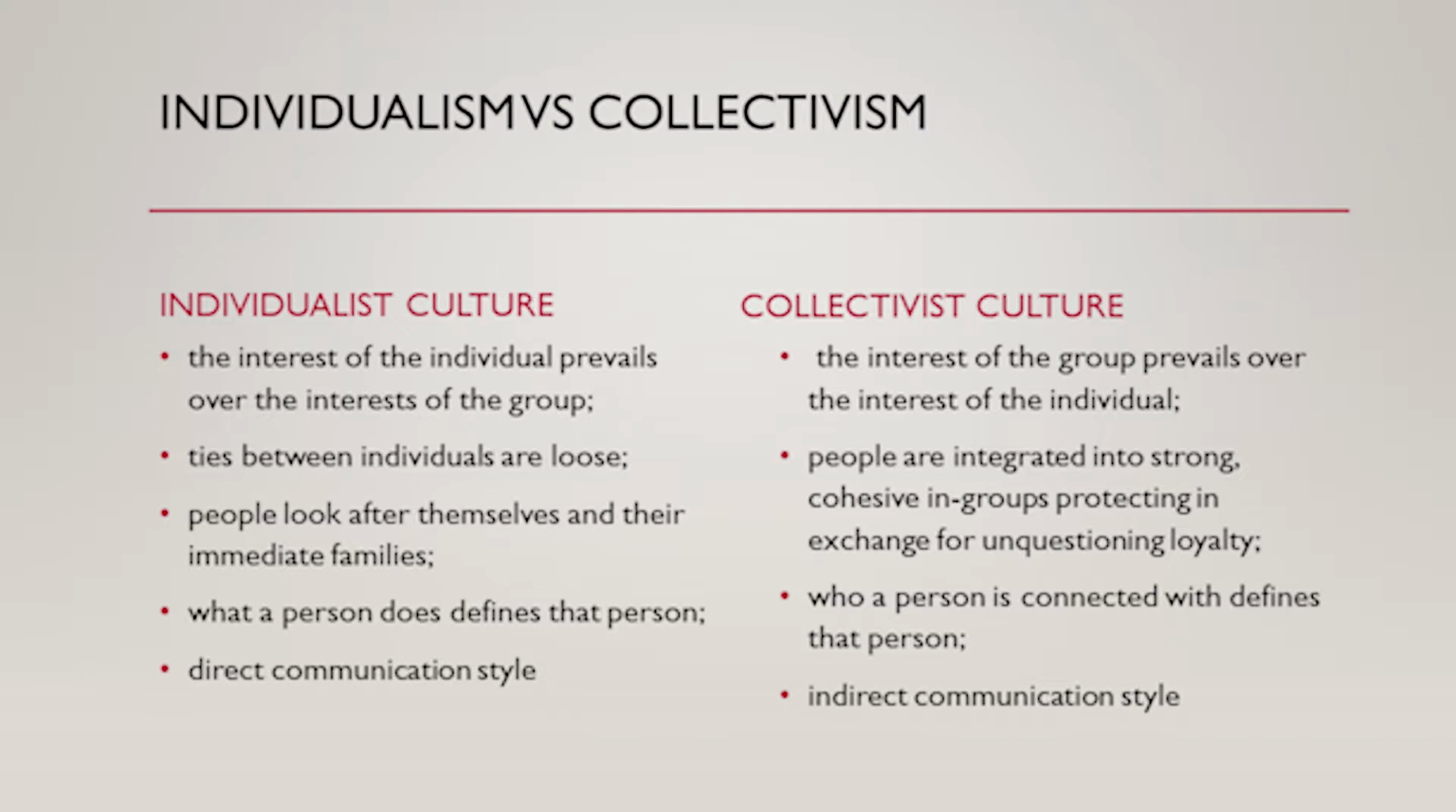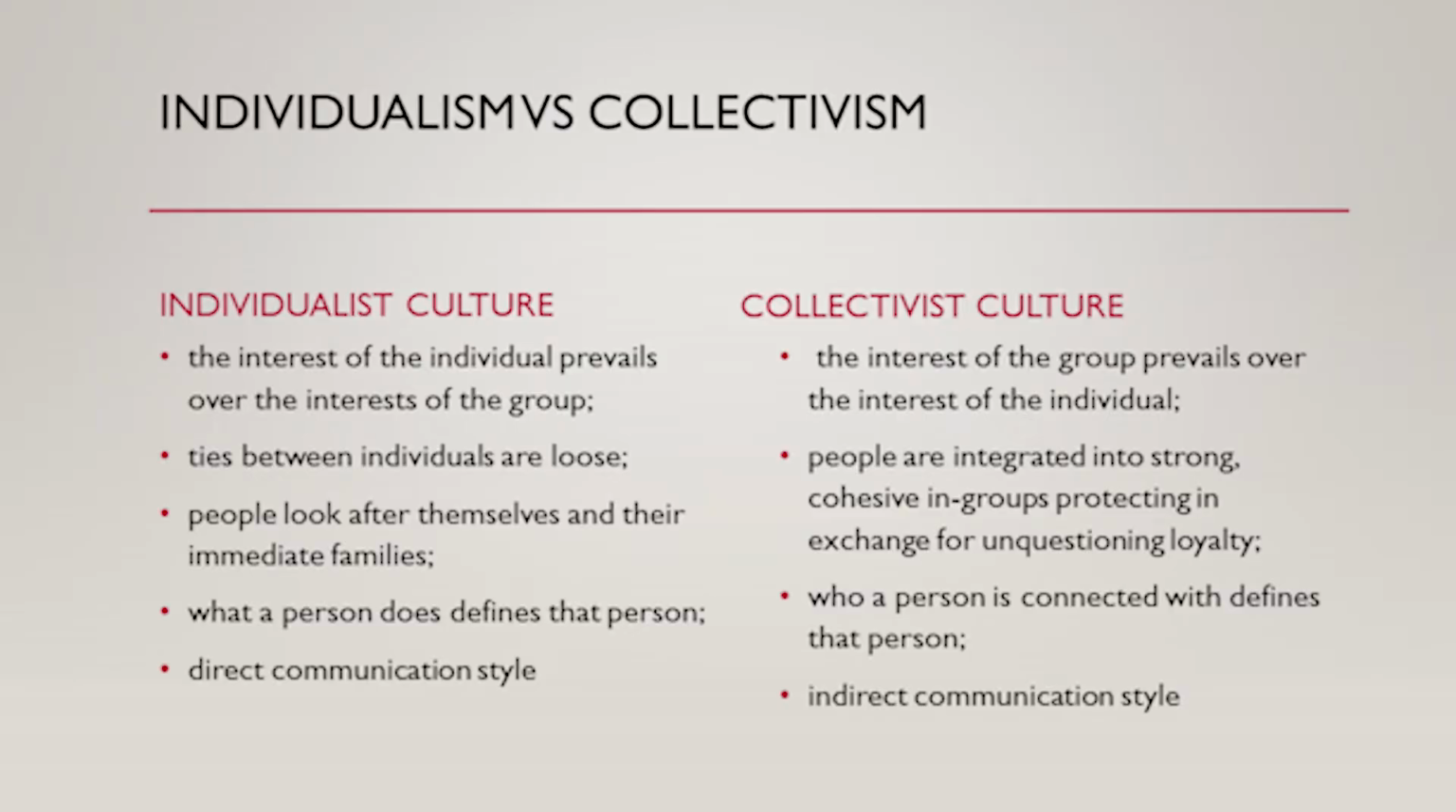Ties between individuals in individualist societies are very loose. You're kind of your own person, and you don't really depend on your social group, nor do you see others, the out groups, as a threat. In collectivist cultures, people are integrated into very cohesive, strong, closely knit groups that protect them in exchange for loyalty. At the same time, others, the out groups, people who don't belong to their social circle, are often seen as a threat.